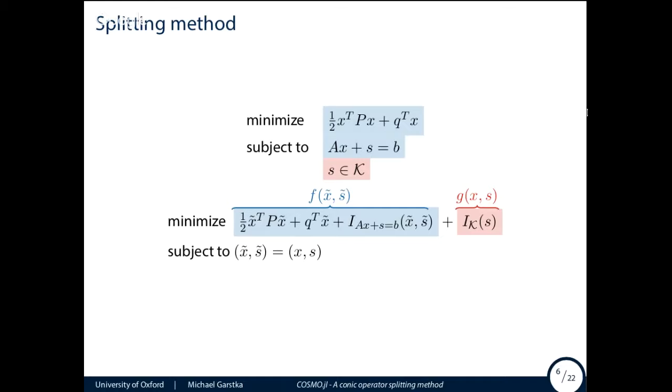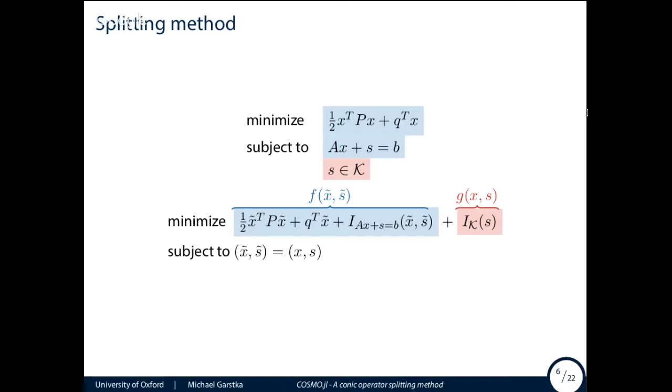And this is our problem format. So the way we put our problem into this ADMM format is we take the two constraints, so the equality constraints, ax plus s equal to b, and the conic constraint, s in the cone, and we just move them to the objective function using these indicator functions. And the indicator function just evaluates to infinity if the variable is not in the set, or to 0 if it's in the set. So that's kind of an equivalent form of the problem.